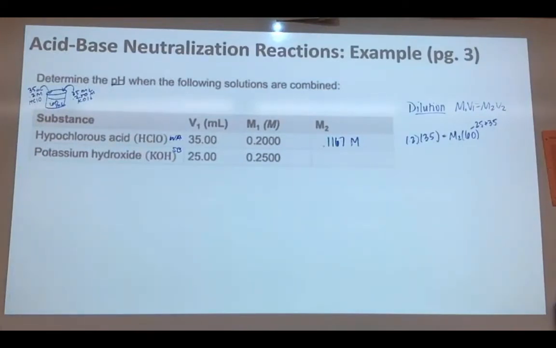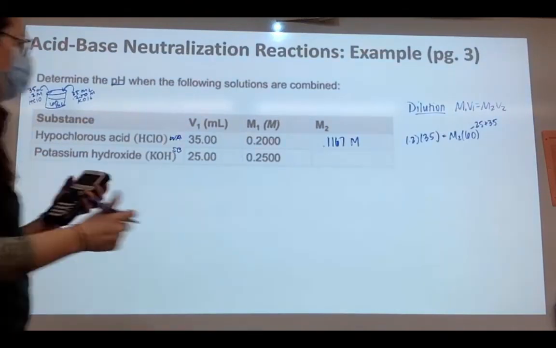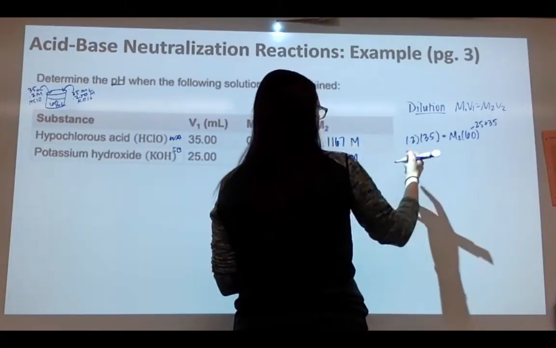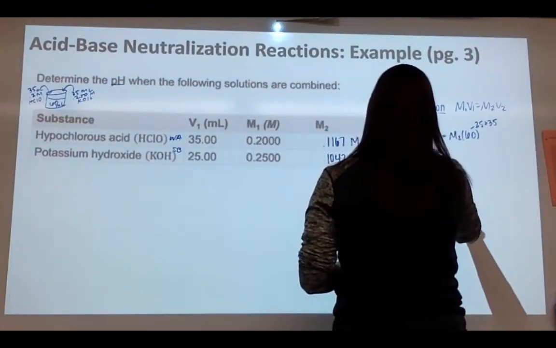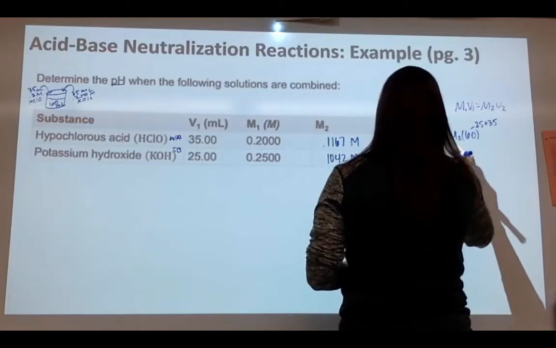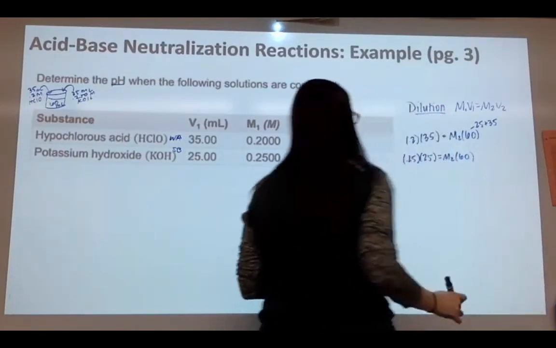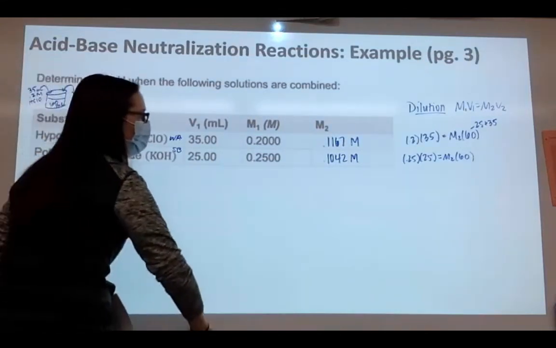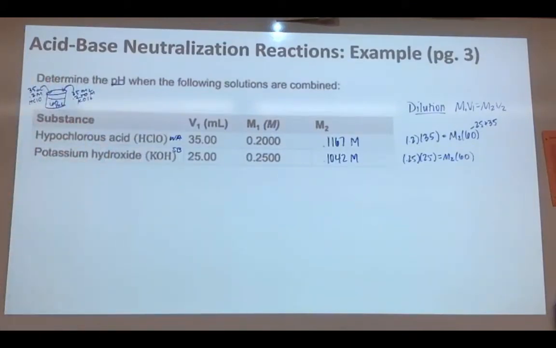So we get 0.1167. And then we get 0.1042, because again, this is 0.25 times 25 equals M2 times 60. So we start with the dilution. We're adding volume to volume, so we figure out what the new molarities are before the reaction takes place.